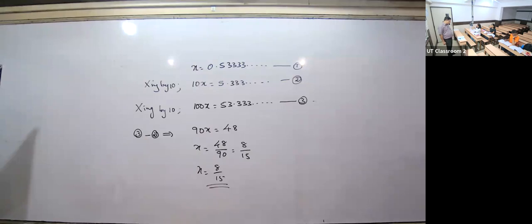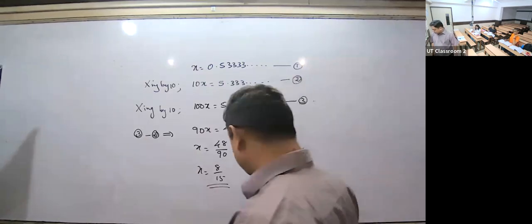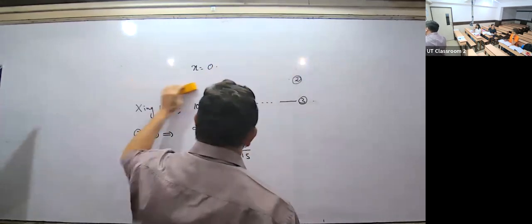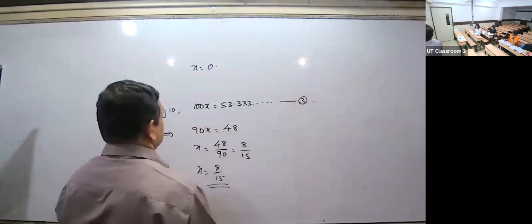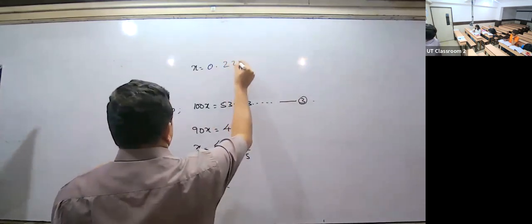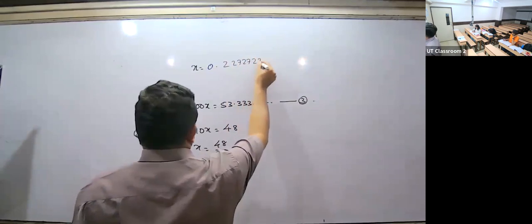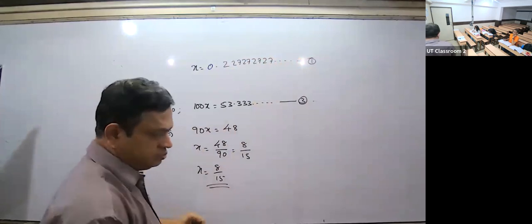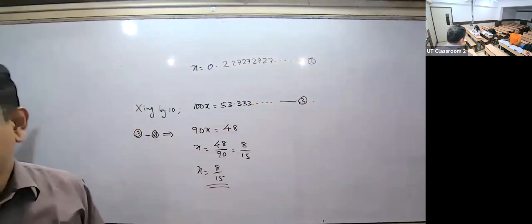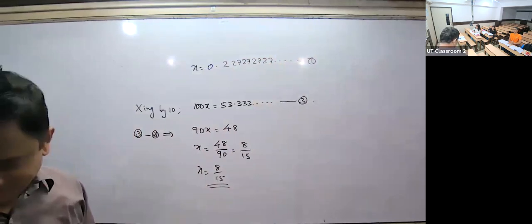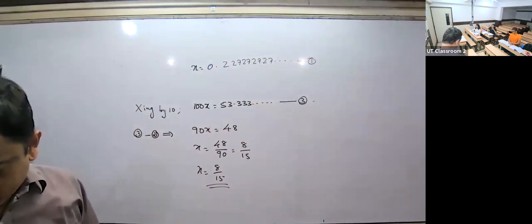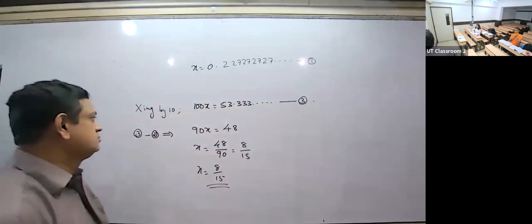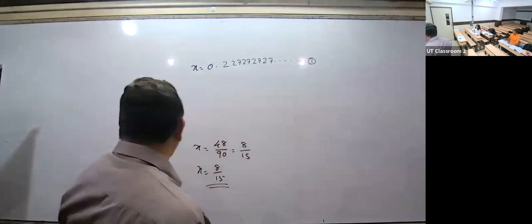In the next one, what is repeating there? 27. Okay, so first 2 and 7. I'm not going to write the steps, you will write. First step only, write 0.227272727. What is the first step to be done? Multiply by 100. Wrong. How many places are without repeating? Only one place is without repeating. So multiplying by 10.